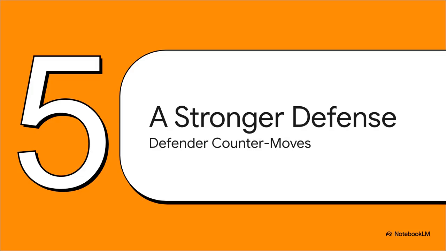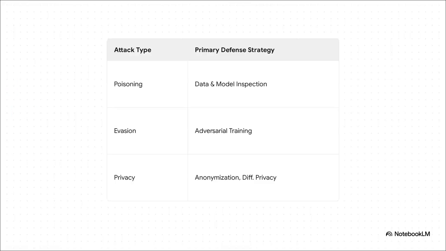Okay, so after seeing all those attacks, it can feel a little daunting, right? But for every move an attacker makes, you better believe the defenders are working on a countermove. Researchers and engineers are in this constant battle, coming up with clever ways to protect these systems. And the defenses are actually tailored to the specific attack. To stop a poisoning attack, you have to inspect the data for anomalies before it ever gets to the model. To fight back against those real-time evasion attacks, you can use something called adversarial training. And to stop privacy leaks, you rely on powerful techniques like anonymization and differential privacy.